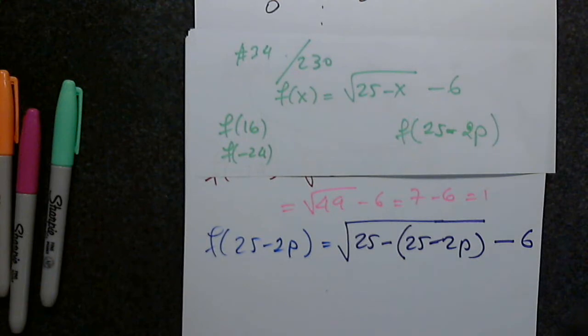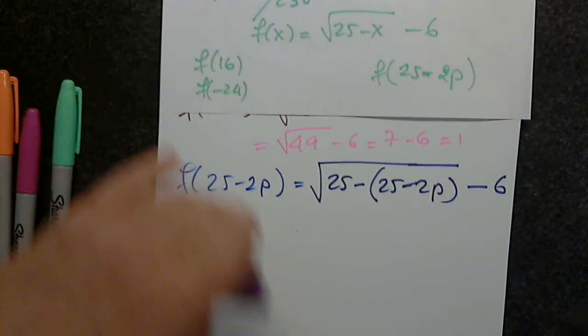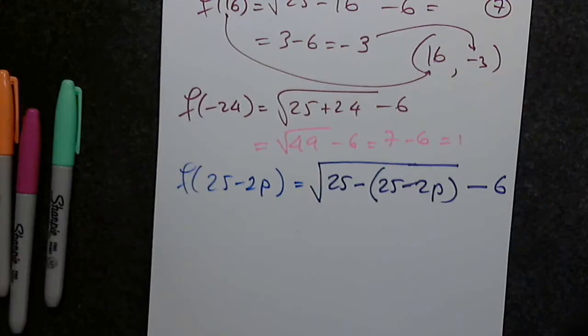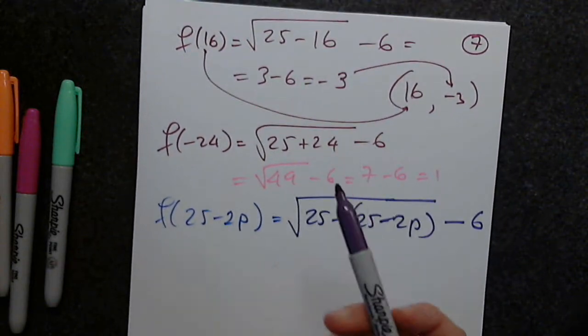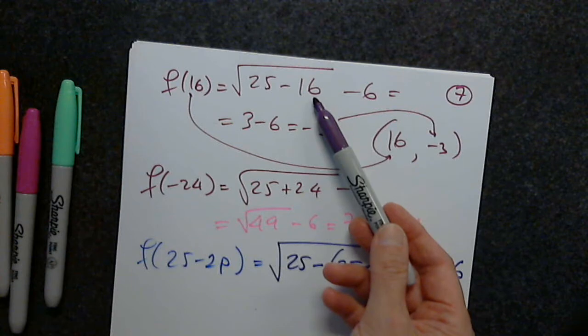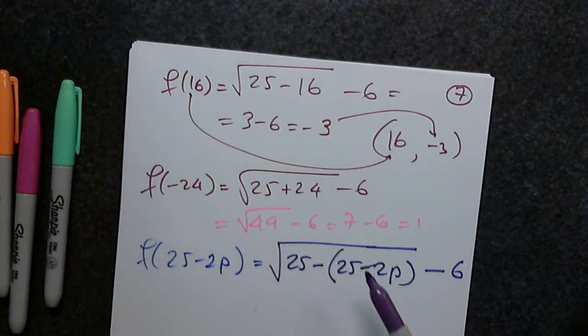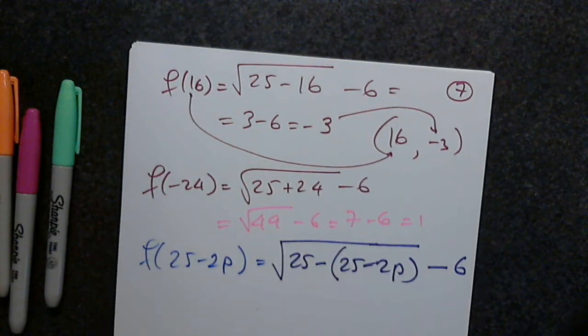Excellent. Is this clear? Any questions? Please stop me if you have any questions. We've repeated the same procedure with 16, with negative 24, and now with 25 minus 2p.